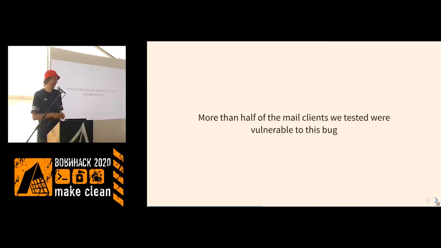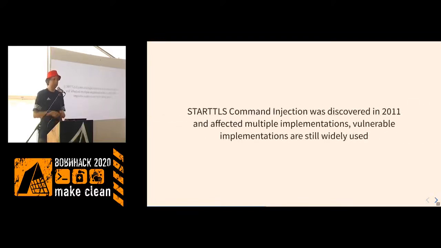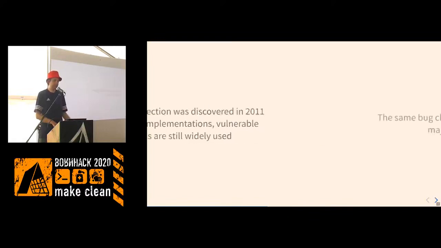And here the thing was that more than half of the mail clients that we tested were vulnerable. So this is a very widespread bug, or was. I hope most of them are fixed by now, but this turned out to be very, very common. So kind of looking at this, this STARTTLS command injection was discovered in 2011 and affected multiple implementations. And we can see, even though it's 9 years old, we can still see quite a few vulnerable servers. So it's not been fixed everywhere.